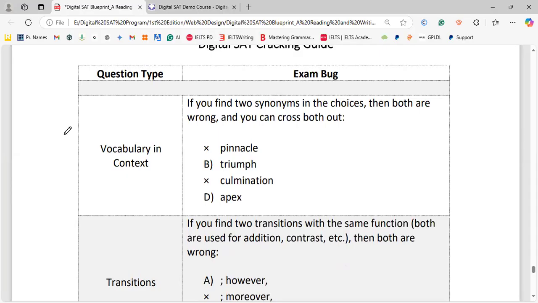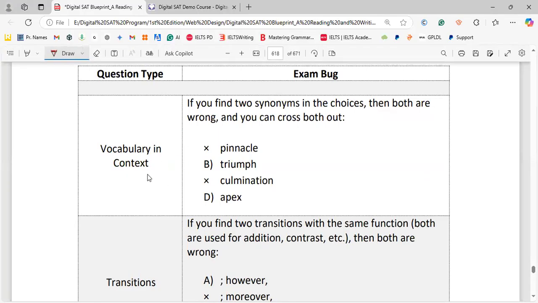So for example, in vocabulary in context questions, if I have two synonyms, both of them are wrong. For example here, when we look at the choices, pinnacle means culmination. So both of them are wrong.